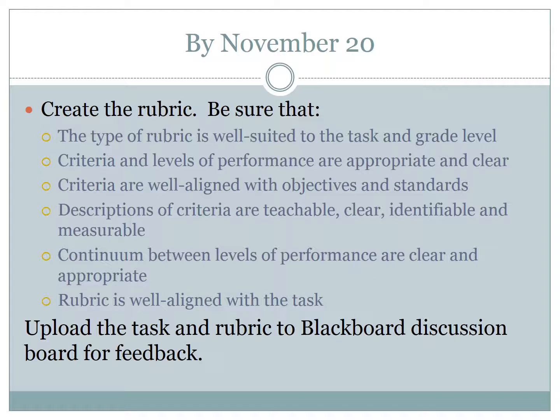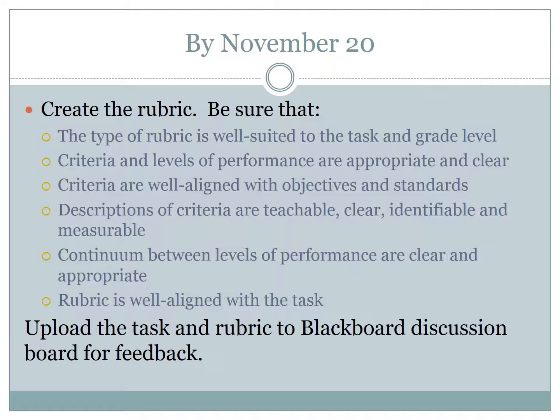Now that you've determined the task, by November 20th you should be adding a rubric. This rubric should be the type that is matched to your task and grade level, well suited. You should think about the criteria and levels of performance as we've talked about them and as your chapters have described. The criteria should be well aligned with the learning objectives and standards. Descriptions of the criteria should be teachable, clear, identifiable, and measurable. Continuum between levels of performance should be clear and appropriate.